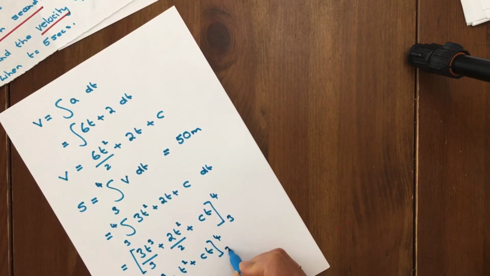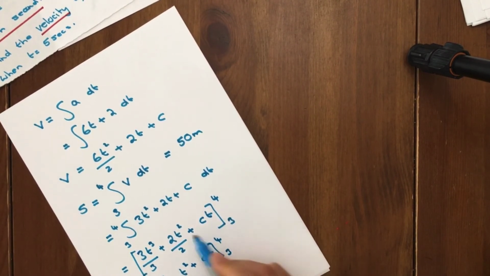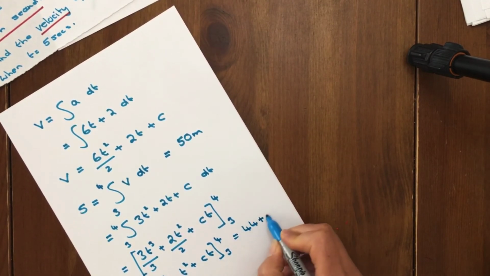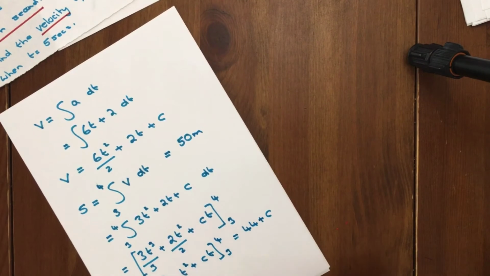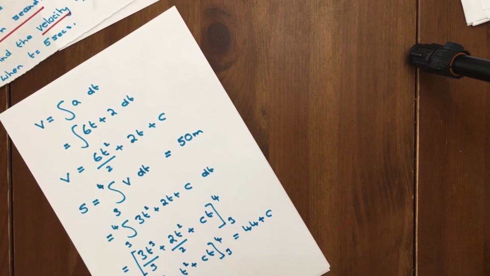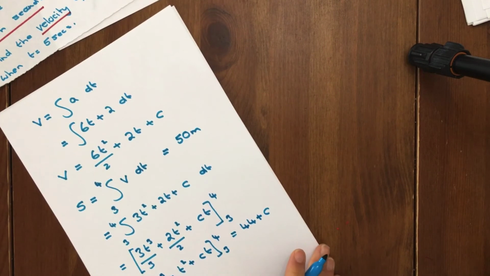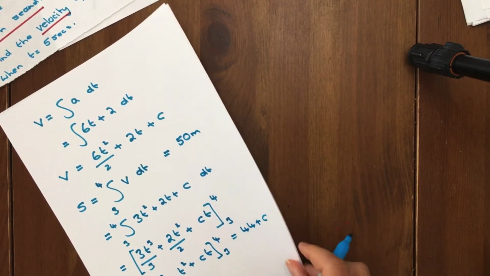So if I put those two into there, put 4 in, put 3 in, take away my two answers, I will get 44 plus c. That's my total distance travelled. And I know that this is equal to 50. Hence, my c is equal to 6. Okay, hope you're with me so far.